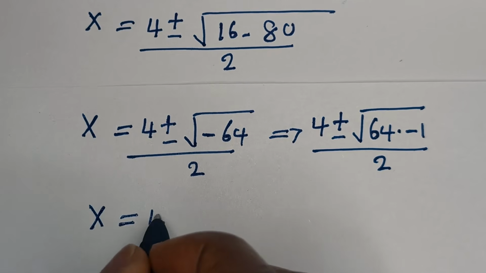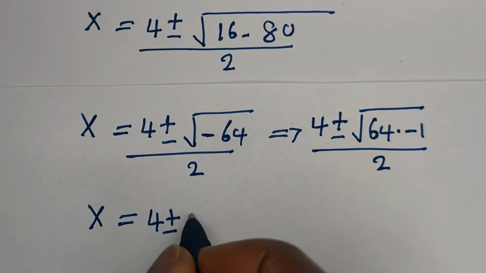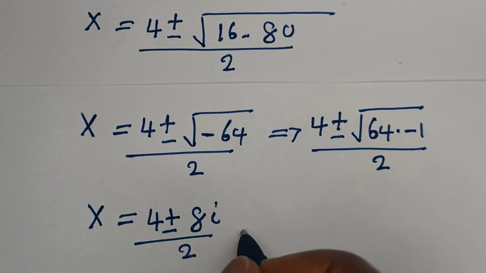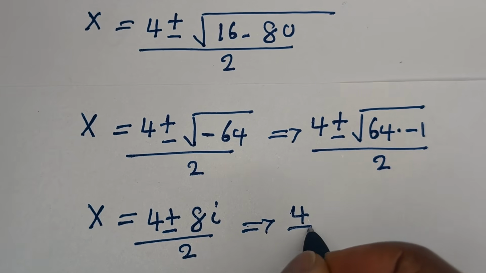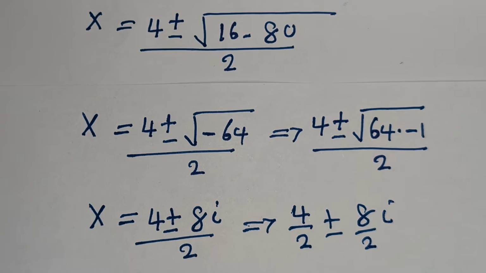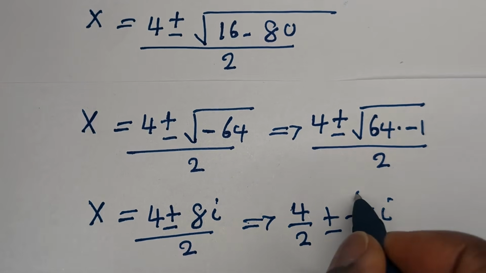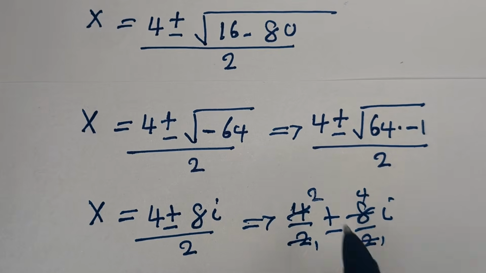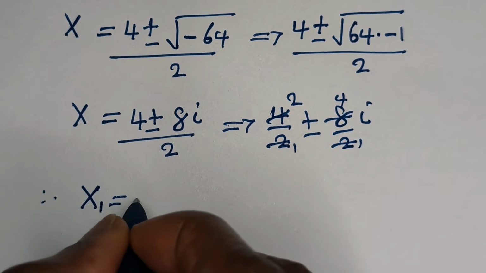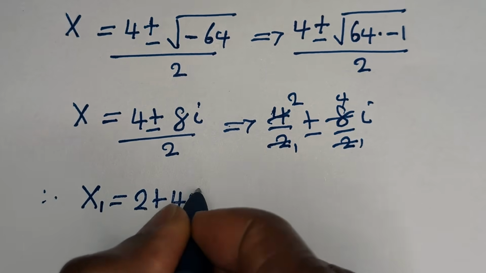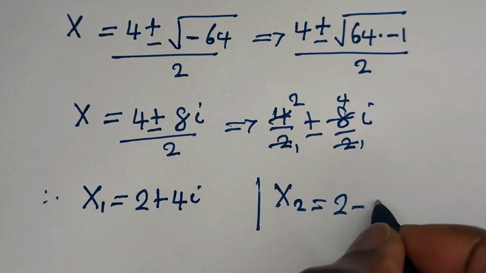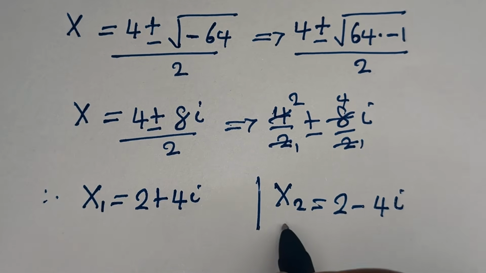s is equal to 4 plus or minus square root of 64, that is 8, square root of minus 1 is i, over 2. And this is 4 over 2 plus or minus 8 over 2i. Then 2 here 1, 2 here 4, 2 here 1, 2 here 2. Therefore, s1 is equal to 2 plus 4i, and s2 is equal to 2 minus 4i. We've gotten the values of s.